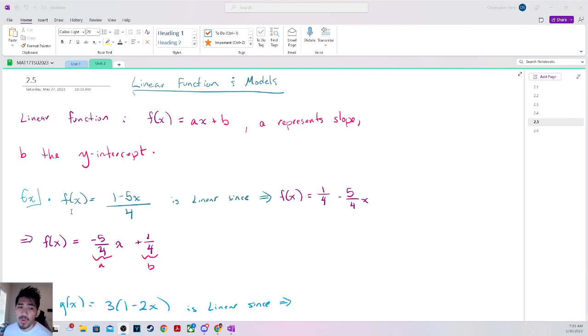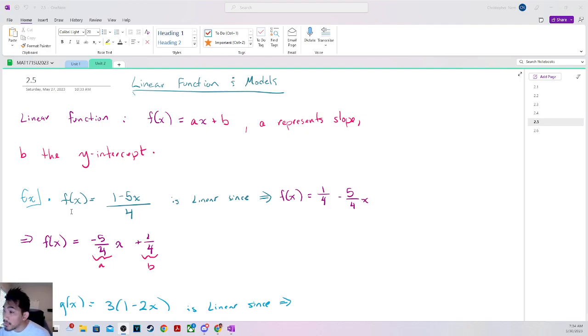f of x equals (1 minus 5x) divided by 4. Is this a linear equation or a linear function per se? Yes, it is, because when I'm dividing by a value, I can divide each term by the value and it will be equivalent. So (1 minus 5x) over 4 is the exact same thing as saying 1 divided by 4 minus 5x divided by 4.